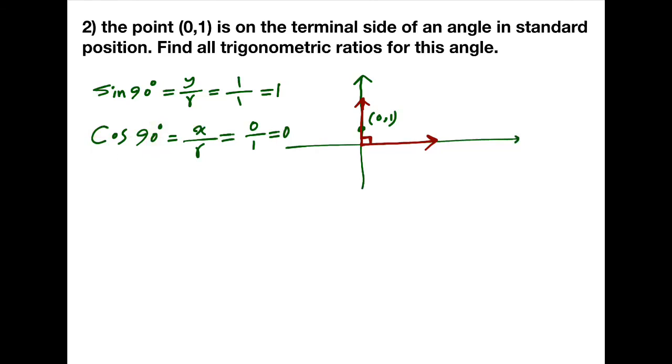Let's see tangent. Tangent of 90 degrees equals, if you remember the definition, y divided by x. Y is 1 and x is 0. And what happens when we divide by 0? Well, that will give us an undefined answer. So tangent of 90 is undefined in this case. So we cannot define tangent for 90 degrees. That's it. This is an important example that will give us the trig ratios for a very special angle, which is 90 degrees.